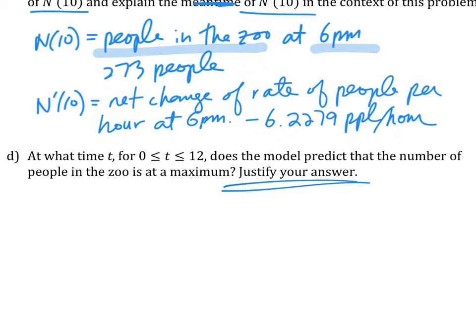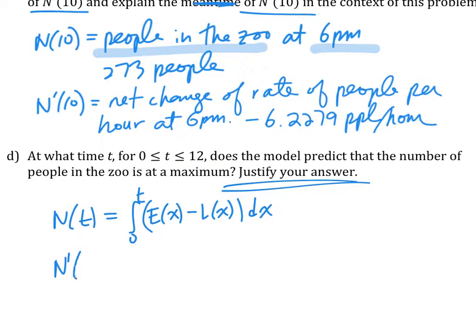Okay, so let's take a look. I know you're still working on it, but let's just make sure that we are on the right track. You want to figure out when is the people maximum. So you got to find that people equation, which is N of t is equal to the integral from 0 to t of E of x minus L of x dx. Okay, you want to find the maximum. That means you need to take the derivative, which is going to be E of t minus L of t, and then you want it to be the maximum, which means you need to find a critical point. So that's when it's 0 or undefined.